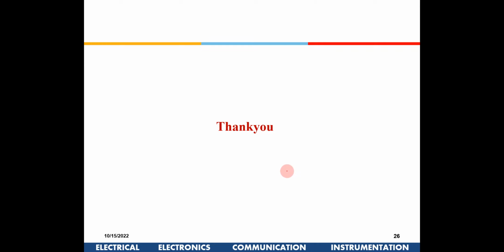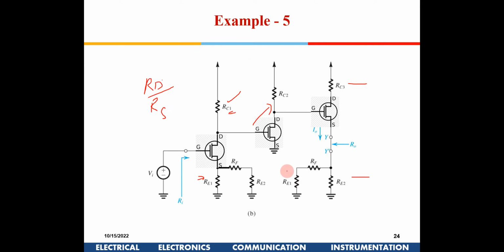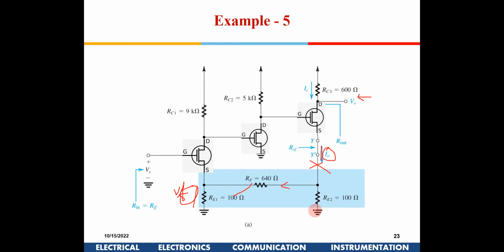Sir, one doubt. Sir, can you go two slides back? Sir, here at the output side, how have you computed this resistance circuit, like RF and RE1 will be in series? So this will go, right? This is a current source. We are going to keep this open. So this will become open, so I'll have RE there. This will be in series.